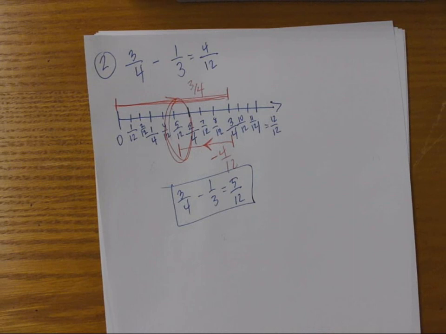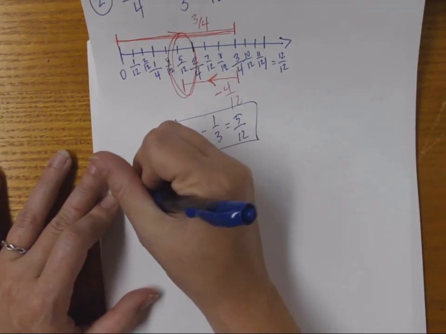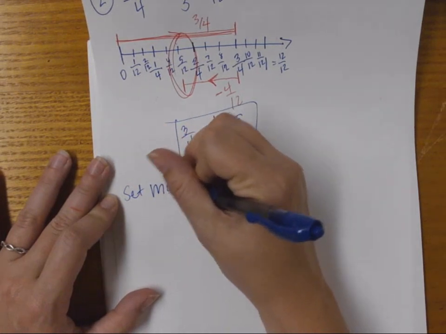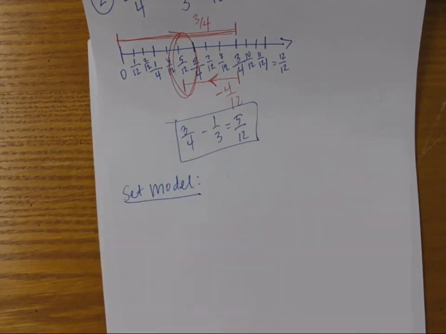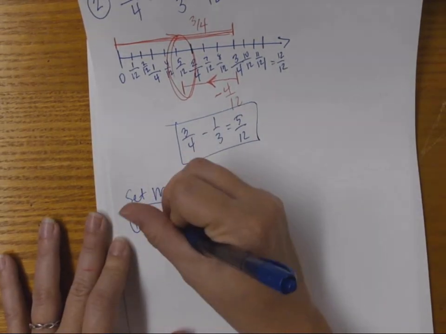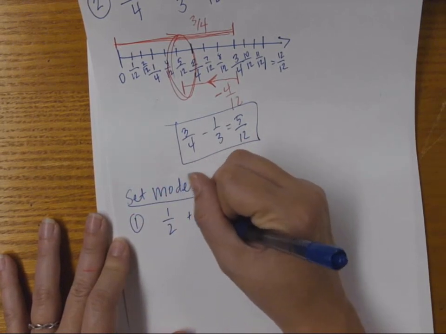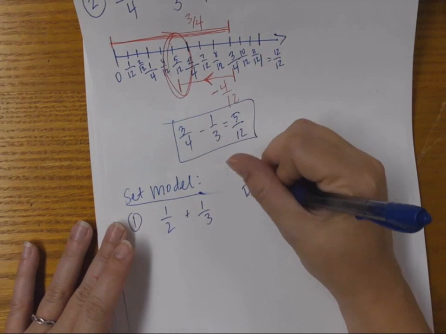Okay, so that's the line model. Let's go ahead and go over to the set model now. For the set model, I'm using dots to do these problems. Let me start off with the same problem, 1/2 plus 1/3. So you're going to draw 2 sets.